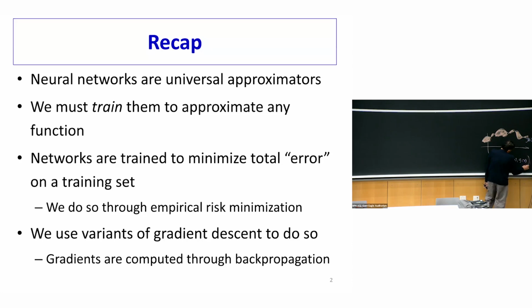So f of x is what the network computes. g of x is the function that you're trying to estimate. And our intention is to minimize the area, the difference between the two.